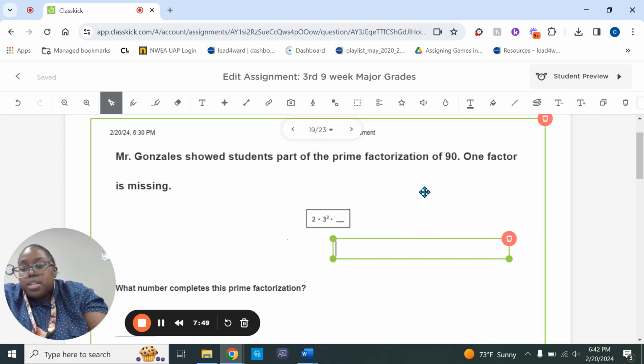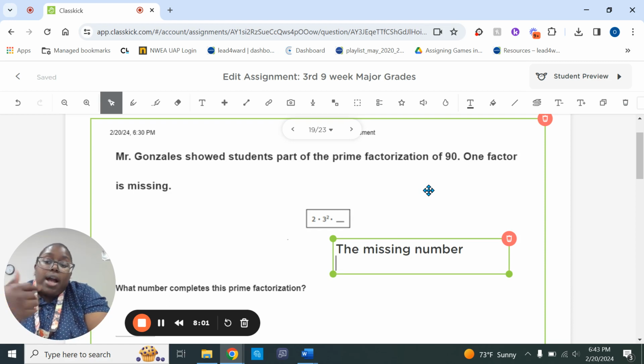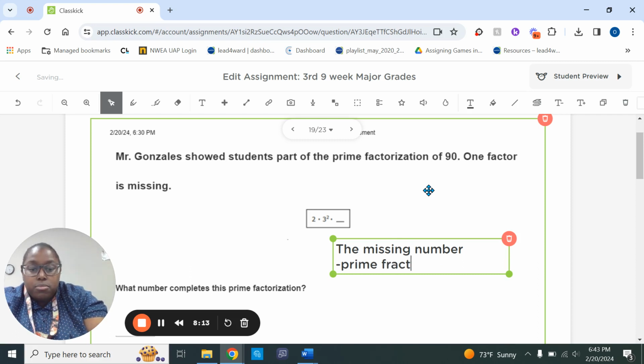So what are we looking for? The missing number. We're looking for the missing number. Now, how are we going to arrive or identify the missing number? What do we need to do? Well, the missing number is based on prime factorization.